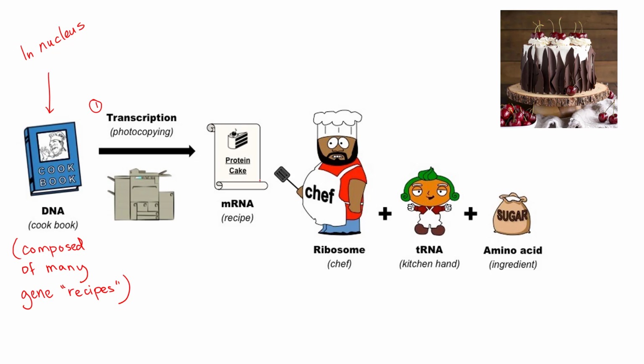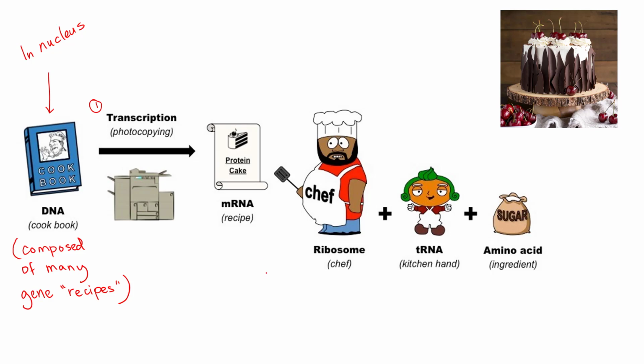And so here we have the remaining players of the story. We have the ribosome, also known as the chef. We have the tRNA, also known as the kitchen hand, somebody who's going to help out the chef. And then we have the ingredients. And remember, we're going to be building a protein here, so the ingredients have to be the amino acids because that is what proteins are made out of.